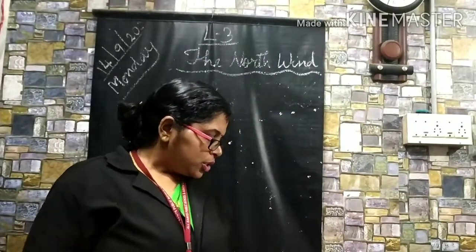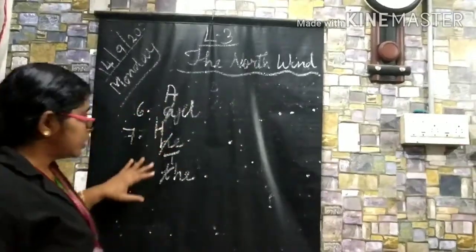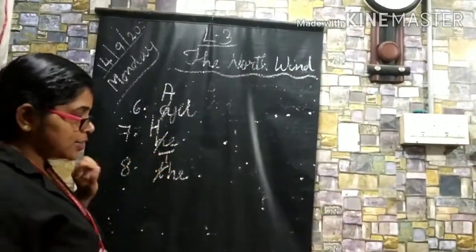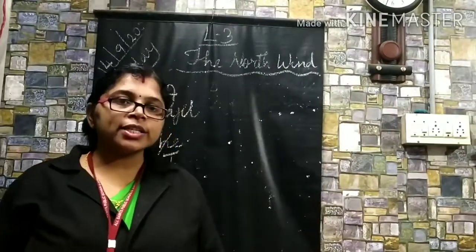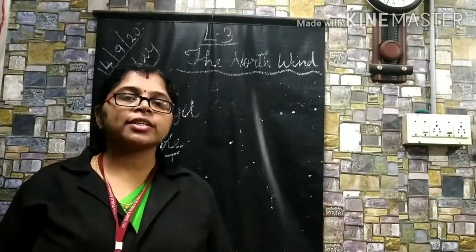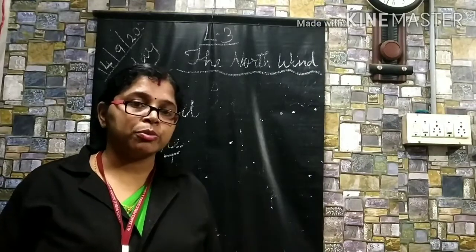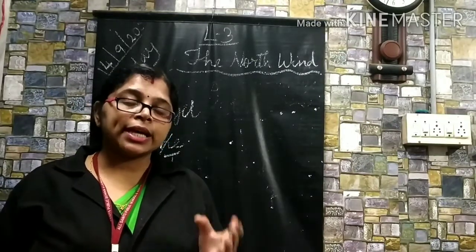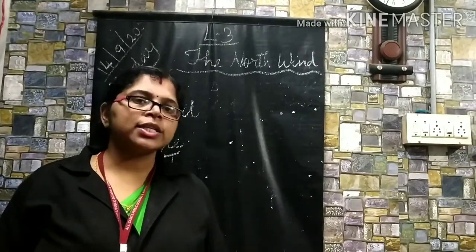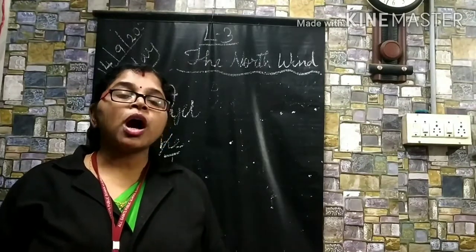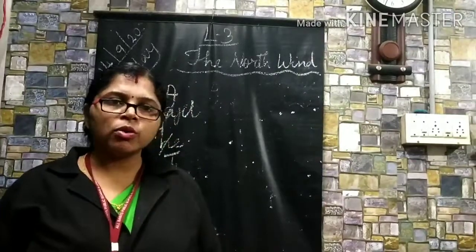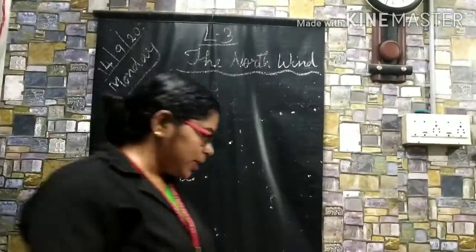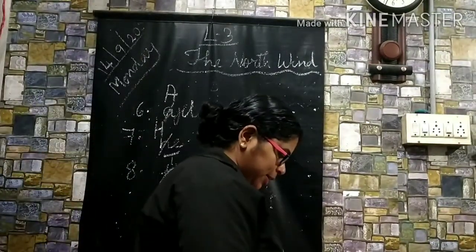Now, children, this exercise N, you have to correct it and write the correct sentences only in your notebook. So, exercise N, you have to write in your notebook after correcting it in your textbook. Okay? Now, the next one, Listen and Speak.